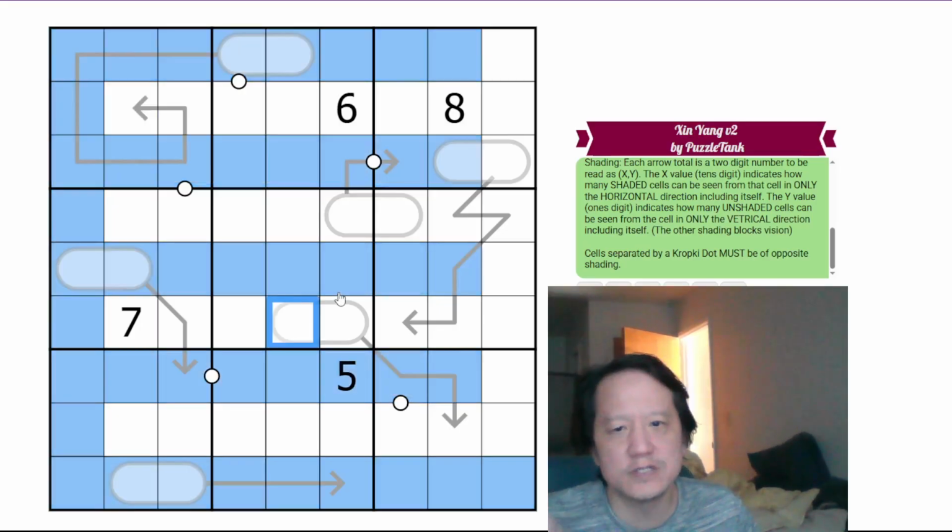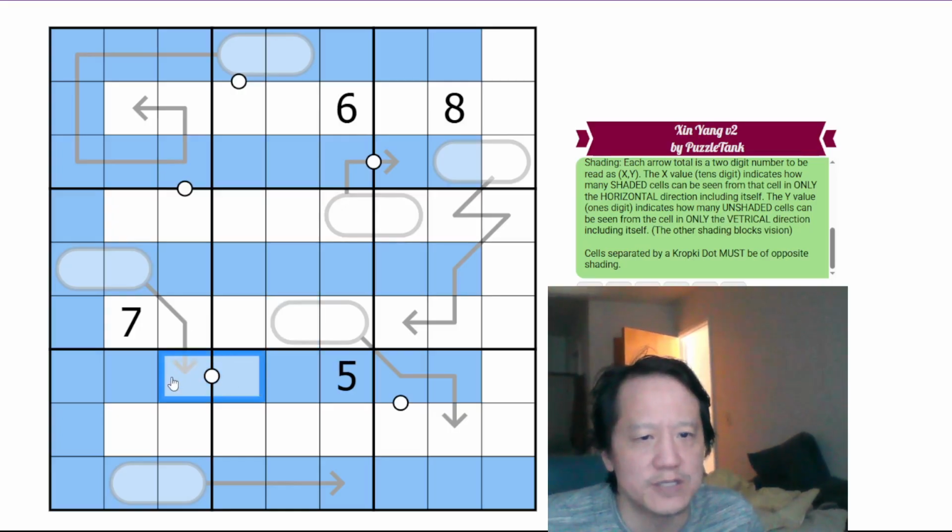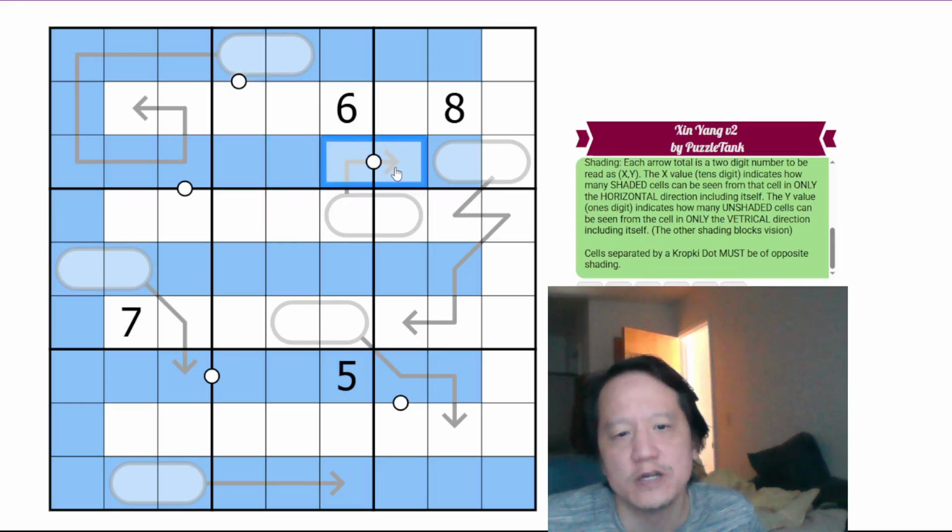Also, cells separated by Kropki dots must be of opposite shading. So these have to be opposite shading here. And these must be opposite shading, which is correct. This is opposite shading, which is correct. These have to be opposite shading here also. Anyways, those are all the rules.